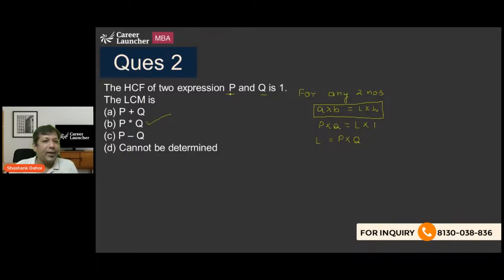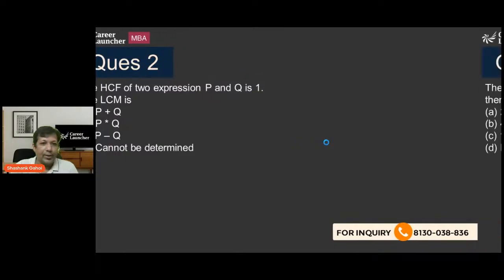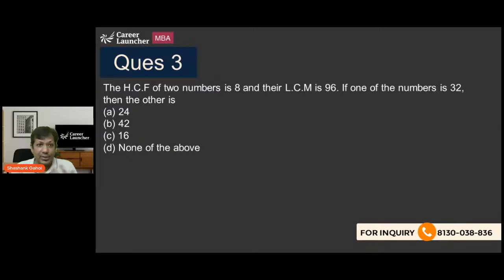Now, basically when the question says that HCF of two expressions P and Q is 1, it means these numbers are called co-prime numbers. Any set of numbers that has HCF as 1 is called a set of co-prime numbers. For co-prime numbers, HCF is always 1, and LCM is always the product of the numbers. Very nice. Now, the next one is similar.